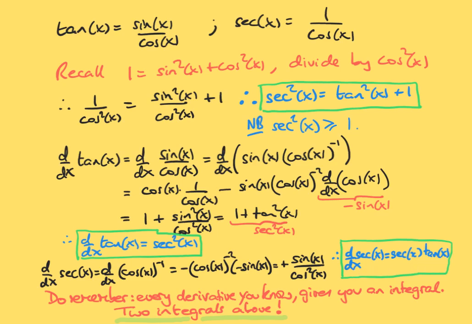Similarly here, if you integrate sec times tan, you get sec, because if you differentiate that result, if you differentiate sec, you would get back to the integrand sec tan. So every derivative gives you a free integral, and we have 2 useful integrals written here. And with that, I'll stop this video.